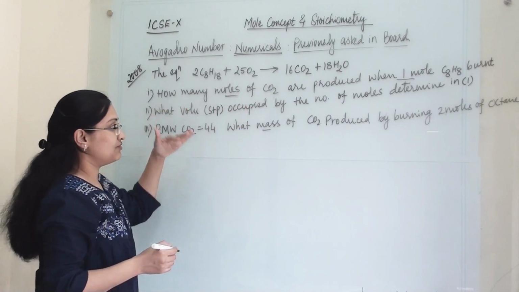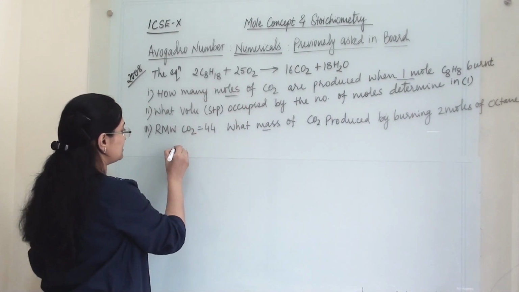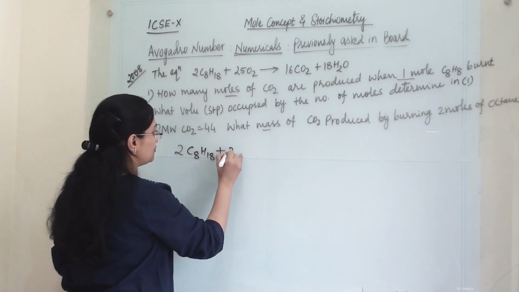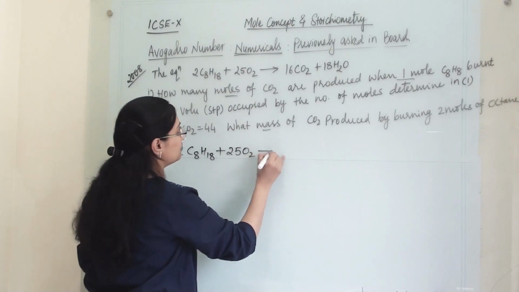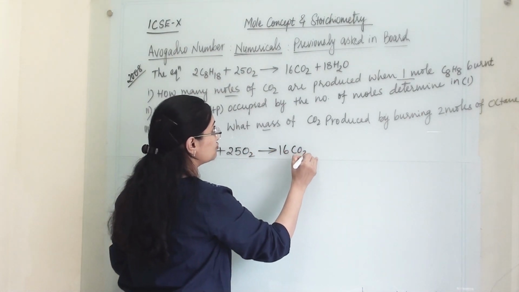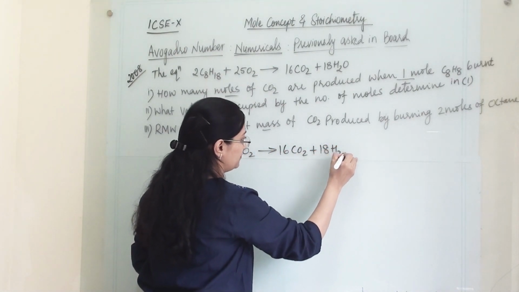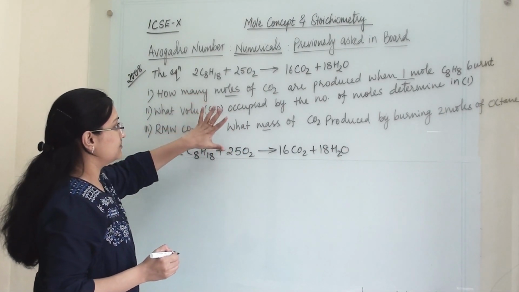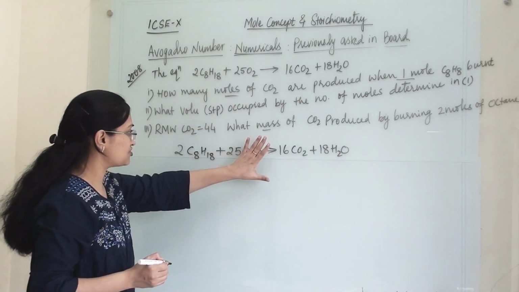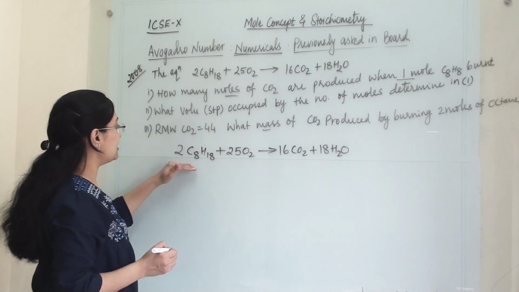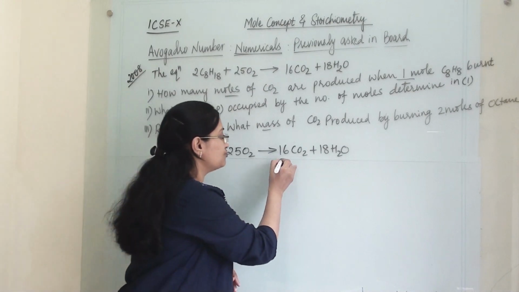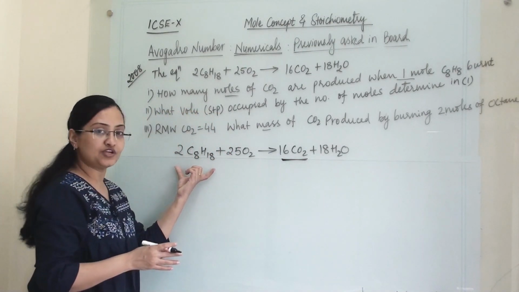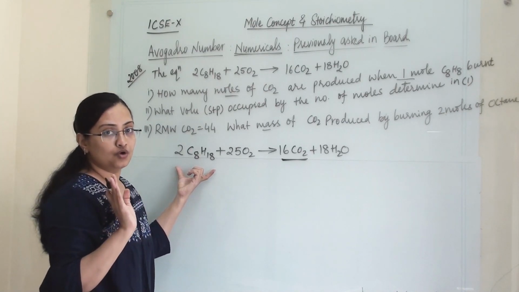So it is very easy. Let us see what information we have. First we will write this equation: 2C8H18 plus 25 O2 will give us 16 CO2 plus 18 H2O. First we will see what things are there in the numerical. We have this much information and then we need to find out how many moles and how much volume of carbon dioxide will be generated. So from the equation only we have to go forward.